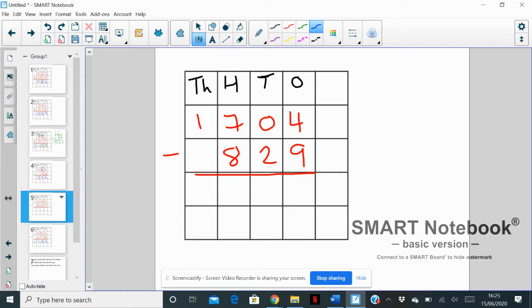Right, pause the video here if you can, get yourself some scrap paper and see if you can have a go at solving this calculation.